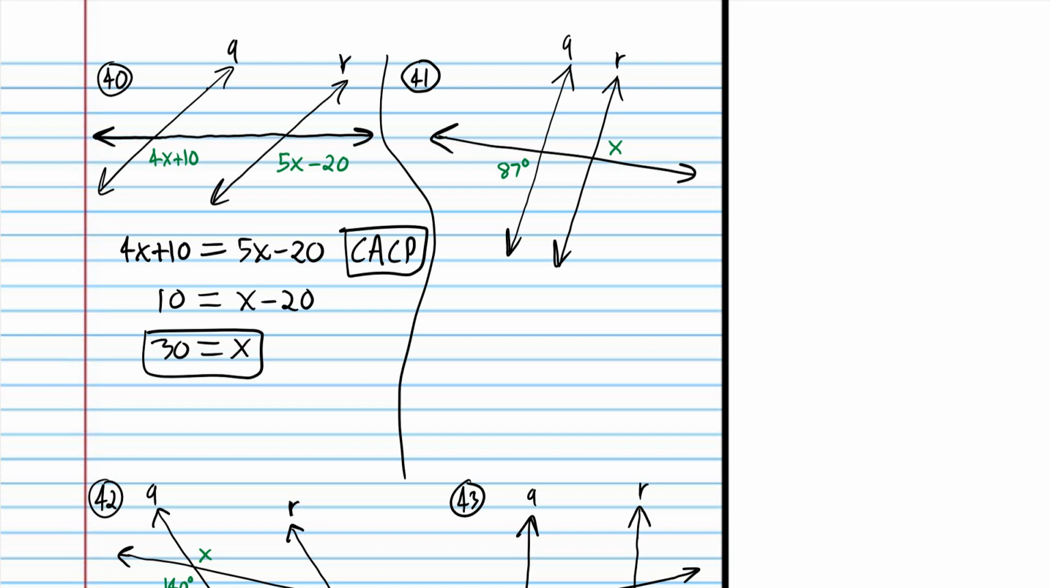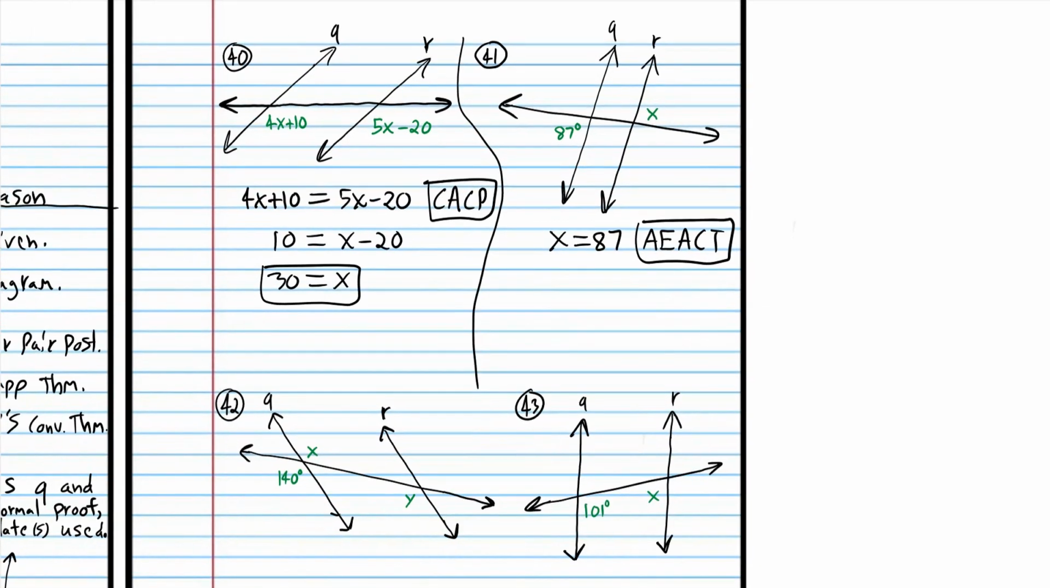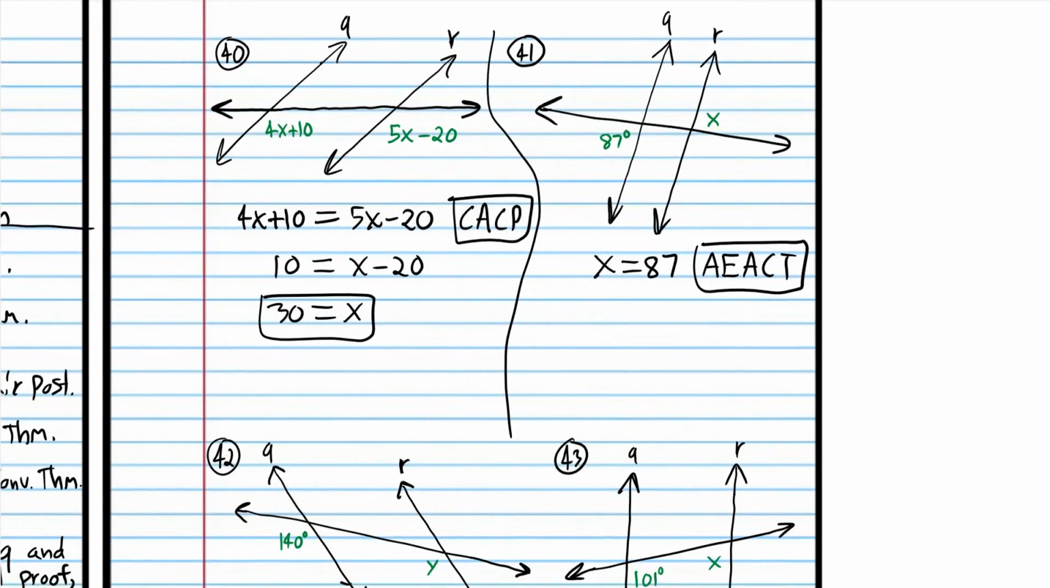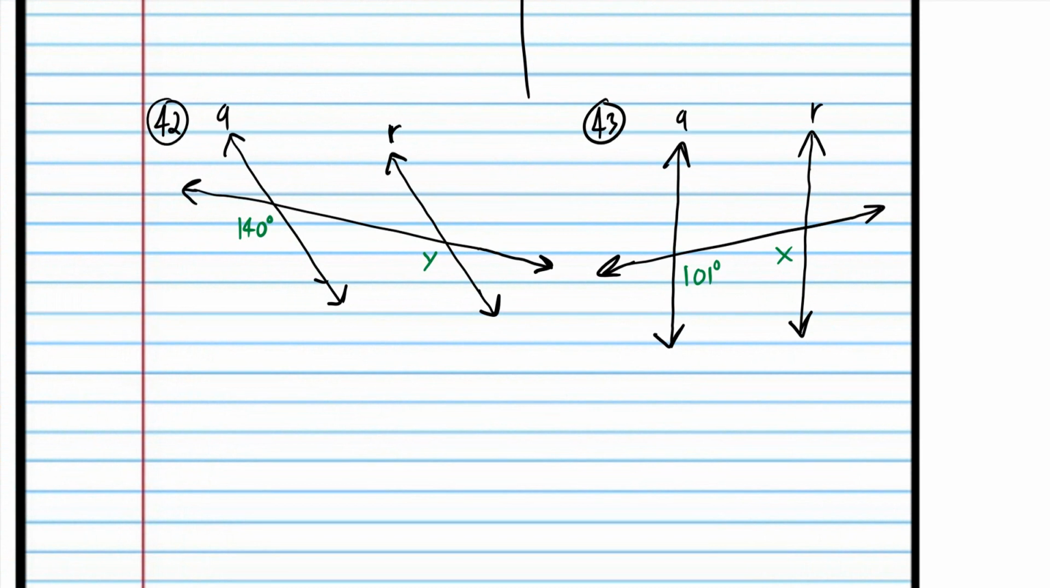All right, we're back. X must be 87 by the alternate exterior angles converse theorem. It must be 87 in order for Q and R to be parallel. So we have to assume that x is 87. And that proves by this converse theorem that Q and R are parallel. So if you got that answer, good job. All right, on to the next problems. Try number 42, and when you come back, we'll do it together.